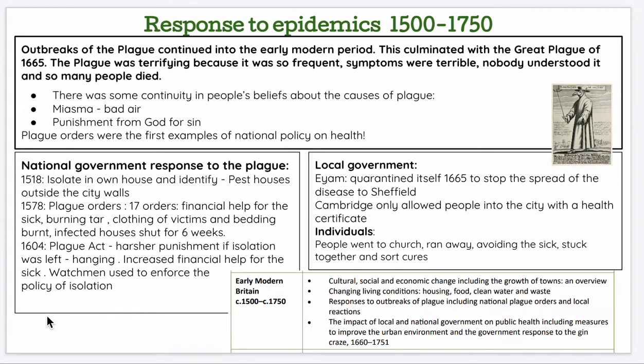Okay, and these summaries of the plague orders are stuck on doors and posts for people to read. And just some examples of the things that were said to people in terms of what they had to do. They were all around recording the spreading of the disease, providing financial help for the sick. We know that the clothes of victims and their bedding had to be burnt.